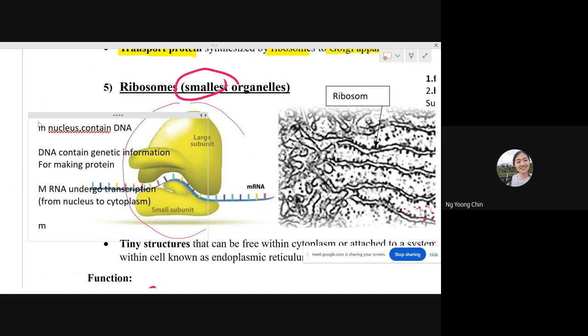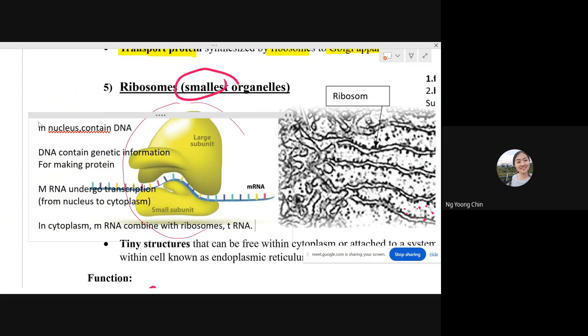So now the mRNA reaches the cytoplasm. In the cytoplasm, mRNA will combine with the ribosome and also together with the tRNA, transfer RNA. So there are three components together. First is mRNA, messenger RNA. Second is ribosome. Third is transfer RNA.